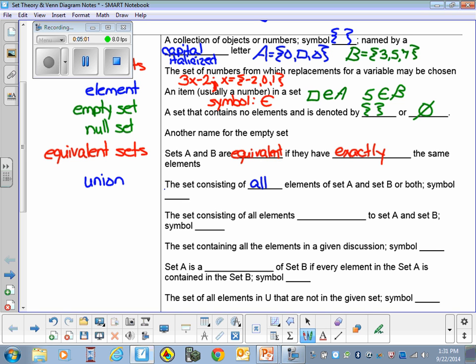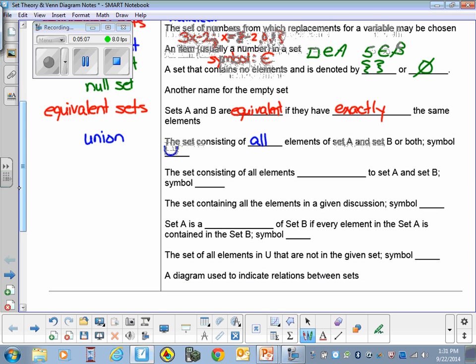The first symbol kind of looks like a widened uppercase U. And the second symbol looks like an uppercase V. Both symbols will be on the test, the quiz, and the SOL.